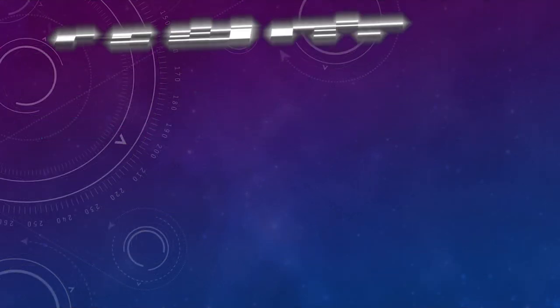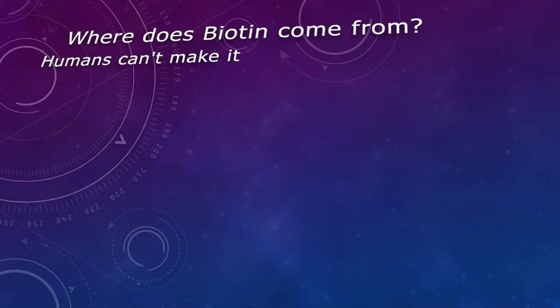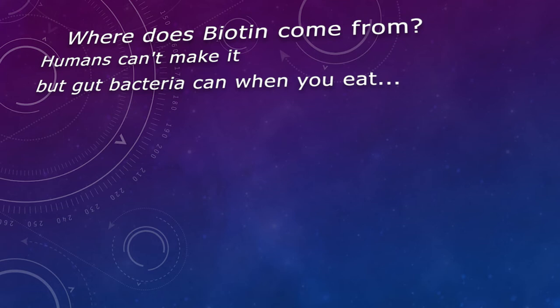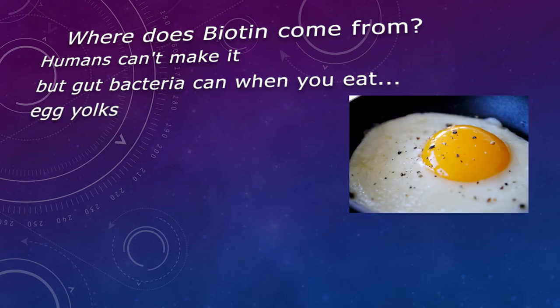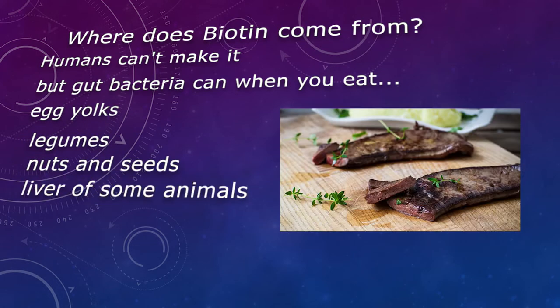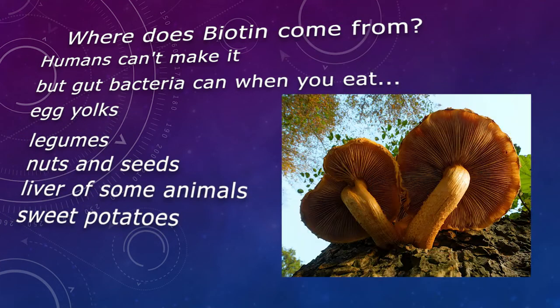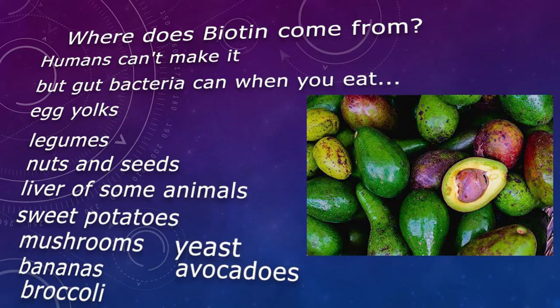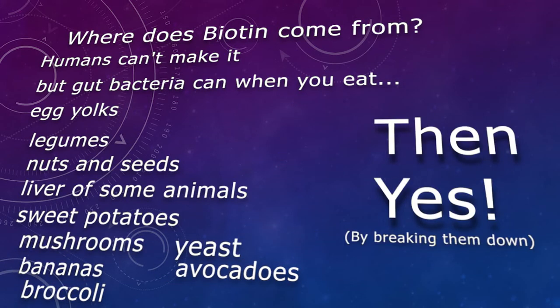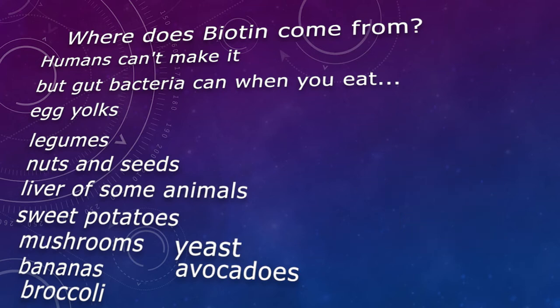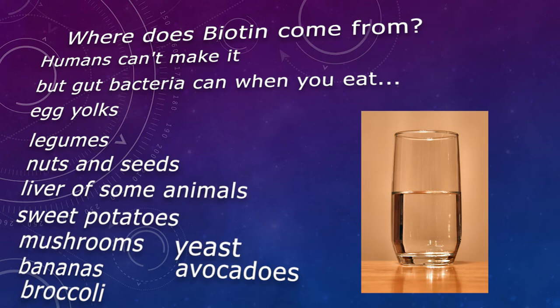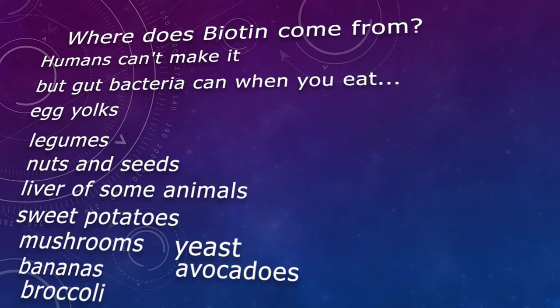So now let's look at where biotin comes from. Humans cannot make biotin, but the gut bacteria can produce biotin for us. So if we eat foods like egg yolks, legumes, nuts, and seeds, the livers of some animals, sweet potatoes, mushrooms, bananas, broccoli, yeast, and avocados, yes, our gut bacteria can produce biotin. Otherwise, we do have to have a readily available source because it is a water-soluble molecule, and thus it will easily dissolve and get washed away through our urinary system.